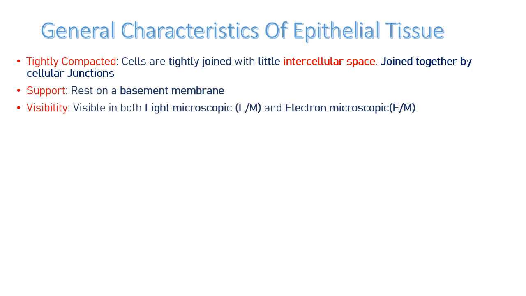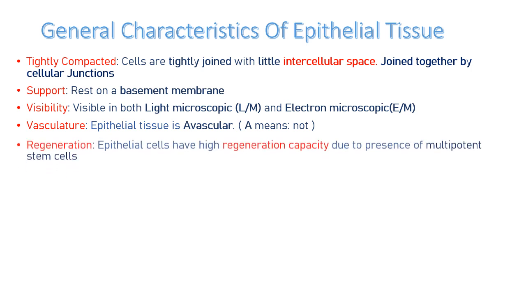Okay. Then, according to visibility, the epithelial tissue or cells are visible under a light microscope and electron microscope. Remember, these are microscopic structures, right? Then, according to vasculature, epithelial tissue is avascular. Avascular means not. So meaning that there is no vasculature. There are no blood vessels in epithelial tissue.